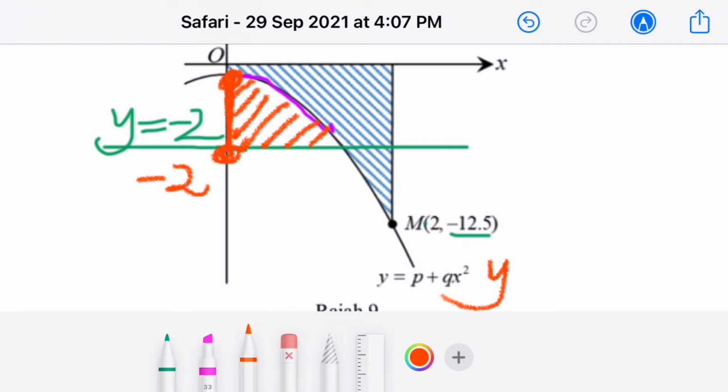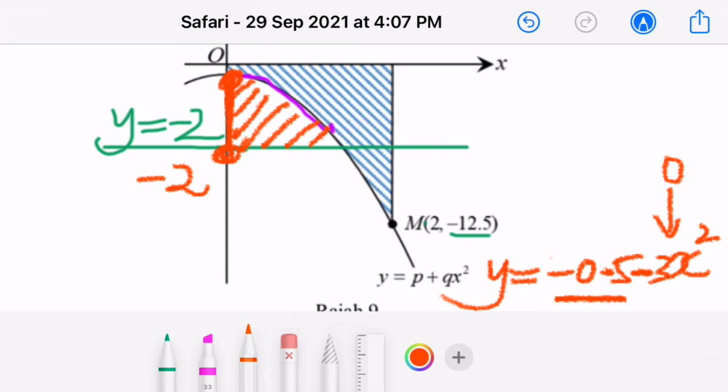Just now this equation was p is negative 0.5, right? And then our q is, let's write down, negative 0.5 minus 3x squared, right? Minus here, this is 0.5. That means the y-intercept for the curve, when I substitute x is 0, I will get y is negative 0.5. So this is negative 0.5, right?